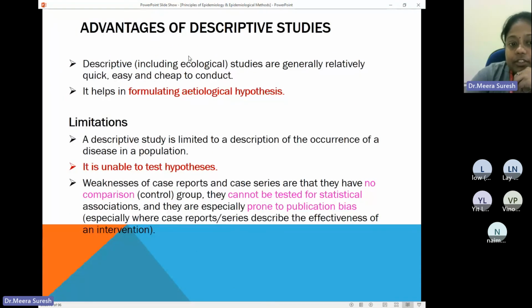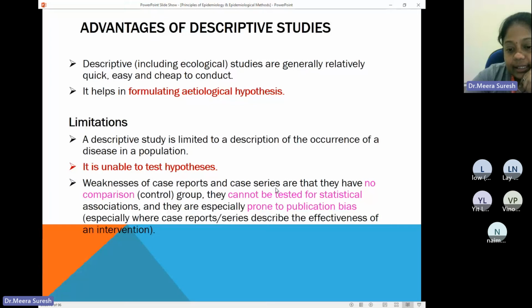And the advantages of a descriptive study are that it is very quick, easy, and cheap, and it helps in formulating an etiological hypothesis. The limitation is that it is limited to describing the occurrence of a disease in a population. We are not comparing with another population; it's simply about that population. It is unable to test the hypothesis. When we say lung cancer is usually seen in smokers, that is only descriptive. When we are going to test it, then it becomes analytical. So testing of hypothesis is not done in descriptive studies.